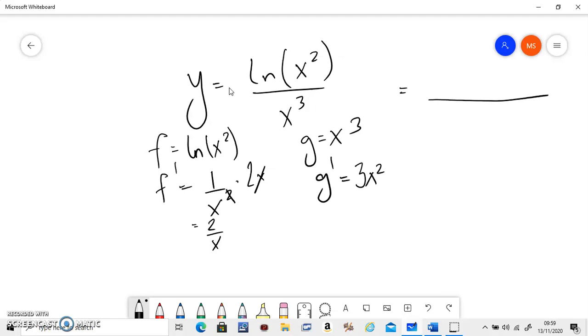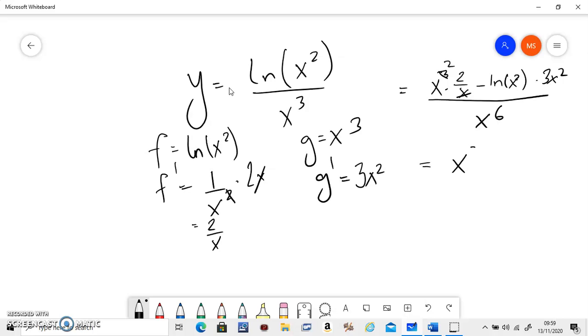Now put them into the formula. You should get g times f prime minus f times g prime over g squared, x to the 6. And then simplify. This cancels this, leaving 2.